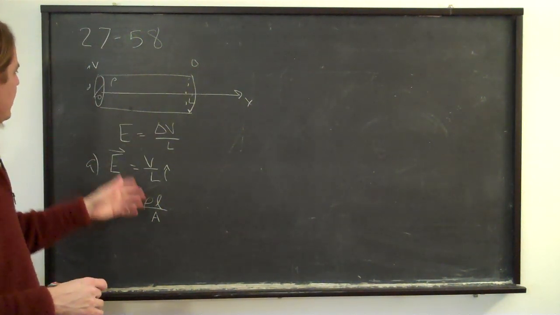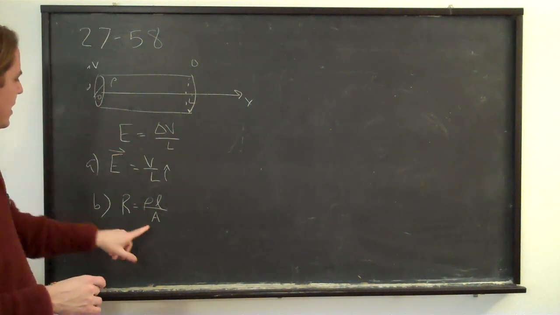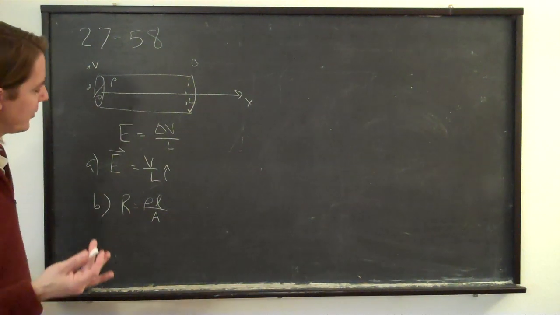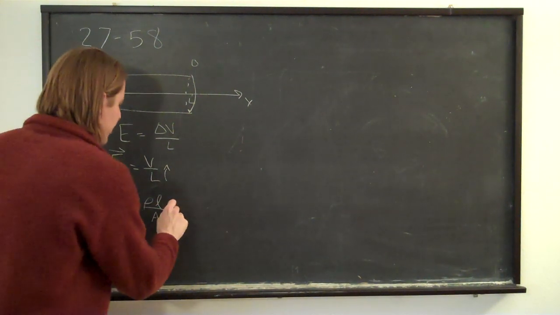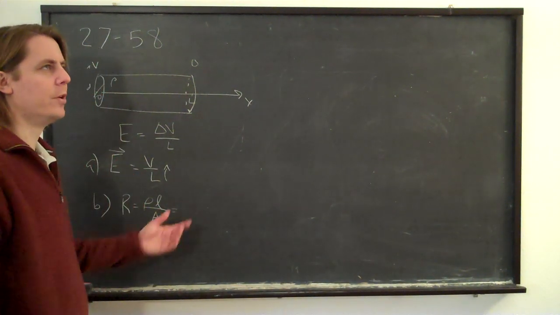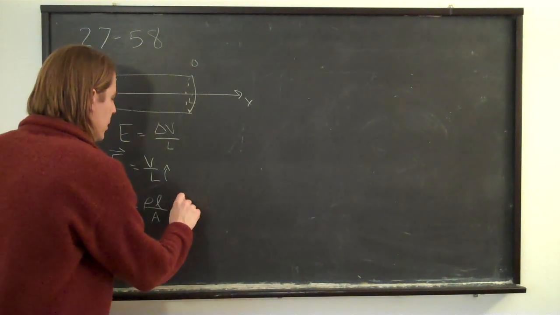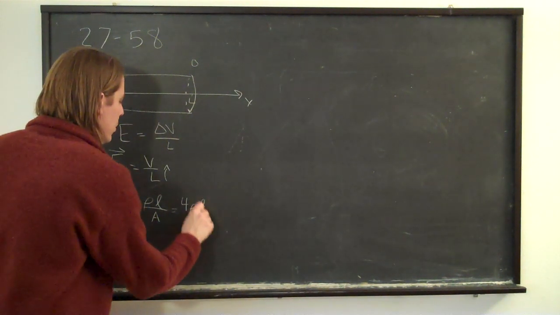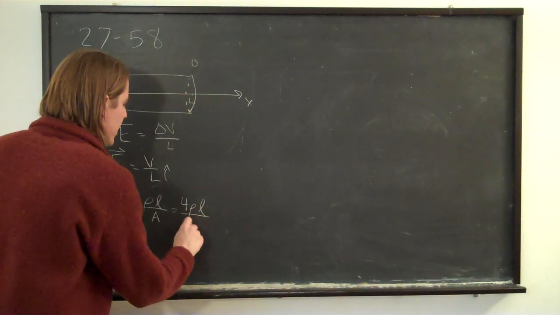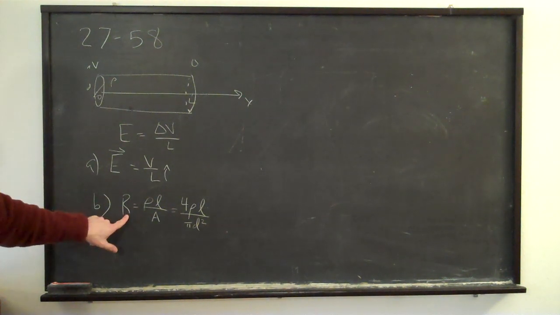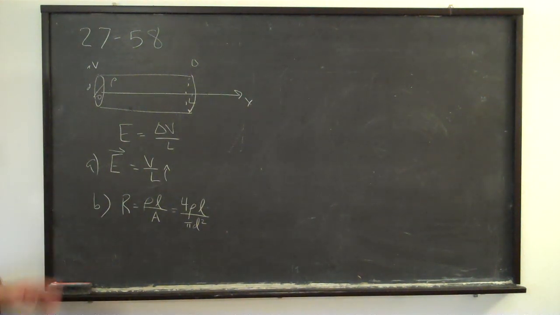The only thing is, if we want to get it in terms of the actual parameters given, the D, we need to replace the area with the diameter. So that's pi r squared, but in terms of diameter, it's pi (d over 2) squared. So that's d squared over 4 on the bottom, so we just bring the 4 to the top. So it's R equals 4 rho L over pi d squared. And then we have the resistance R in terms of things that are given.